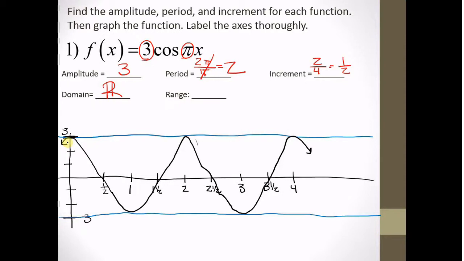So now, filling in my range. I went from -3 to 3, so my range is going to look something like that. Not too bad, right?